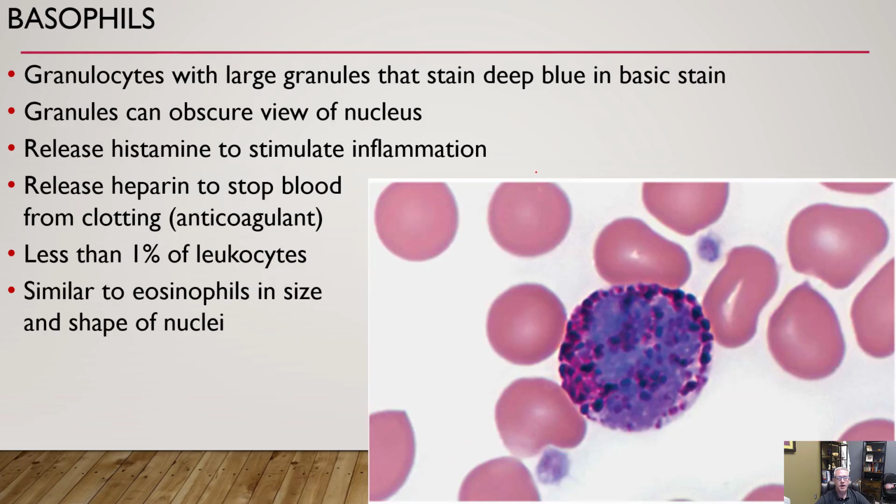Basophils, you can definitely see the granules in the cytoplasm of the basophils. They're so big that the granules can obstruct the view of the nucleus. And basophils release this thing called histamine. We've talked about histamine and heparin before, but histamine is going to stimulate this whole inflammatory process. And heparin is basically an anticoagulant to help stop blood from clotting.